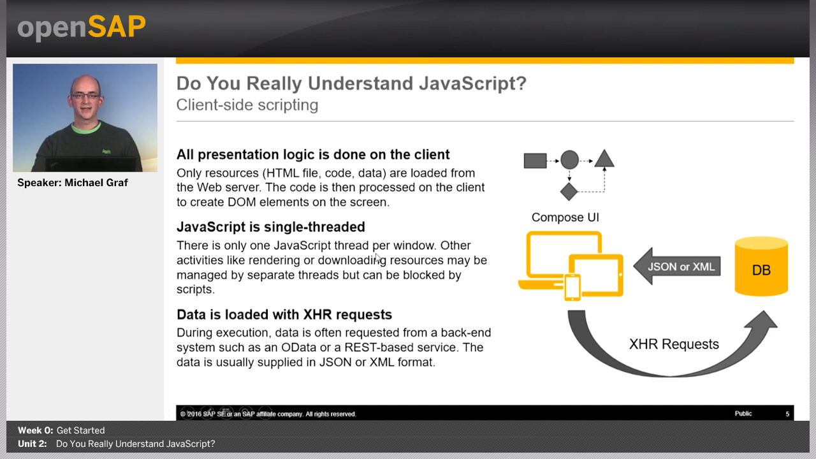The data we want to present in our application is usually loaded from a remote server using XHR requests, which is short for XML HTTP requests. It's a technique to call data from a remote system. So most often these services are OData or REST-based, and on the back end, they usually return a lightweight JSON or XML structure. This can then be formatted and displayed on the screen. So in contrast to a server-side application, most logic is actually executed decentrally on the client. This is the main aspect of client-side scripting.